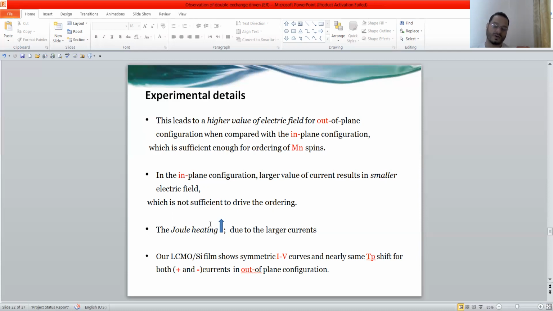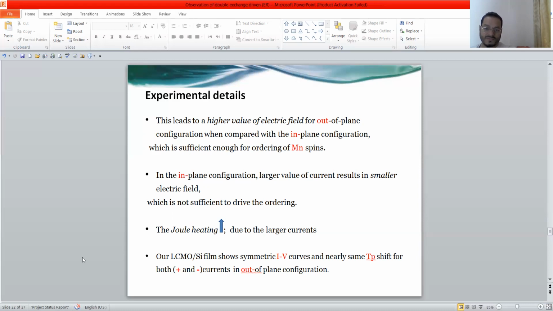Now, let's talk about another thing in the in-plane configuration. In the in-plane configuration, a larger value of current results in a smaller electric field, which is not sufficient to drive the ordering. Why is it not sufficient and can't drive the ordering? Because the electric field is not enough. It's not a large value. Now the Joule heating is increasing due to the large current.